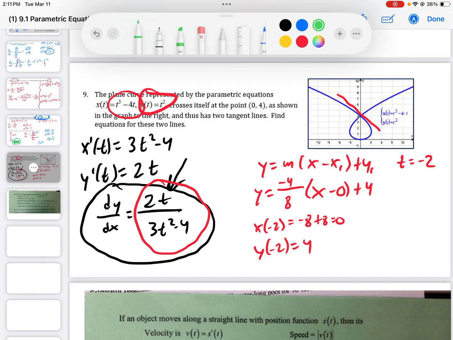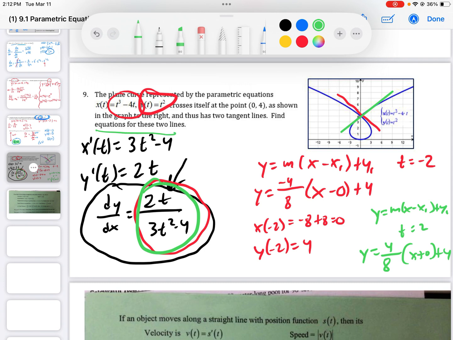The equation of the green tangent line is going to be that one. So y is equal to m times (x minus x1) plus y1 when t is equal to 2. Plug in 2 over here, so it'll be 4 over 8, positive. And it crosses the point (0, 4), so x minus 0 plus 4. So there are the two equations of your tangent lines where the curve crosses itself. I think the question could be worded a little bit better.